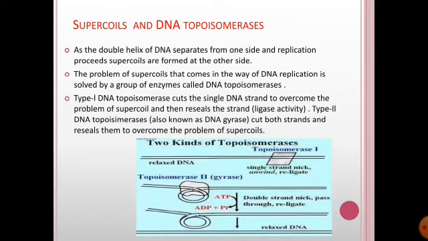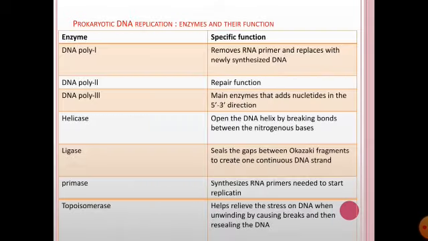With the help of topoisomerase, there are two types of topoisomerase molecules. These topoisomerases help the DNA strands overcome the problem of coils. The first type releases the strand, and the second type, DNA topoisomerase II or gyrase, cuts the strands, releases them and overcomes the problem of supercoils. Now this is the function of topoisomerase.